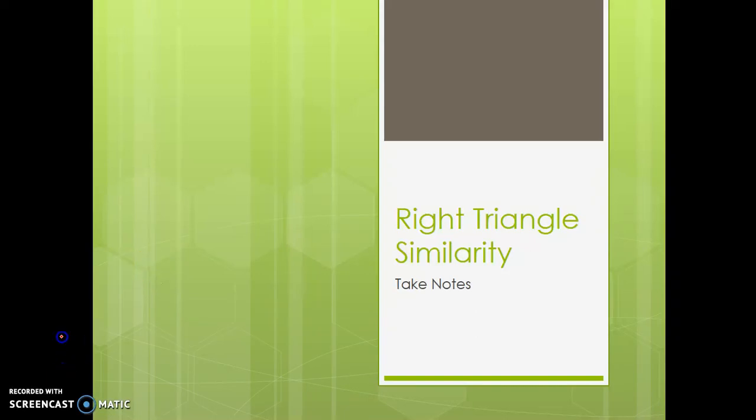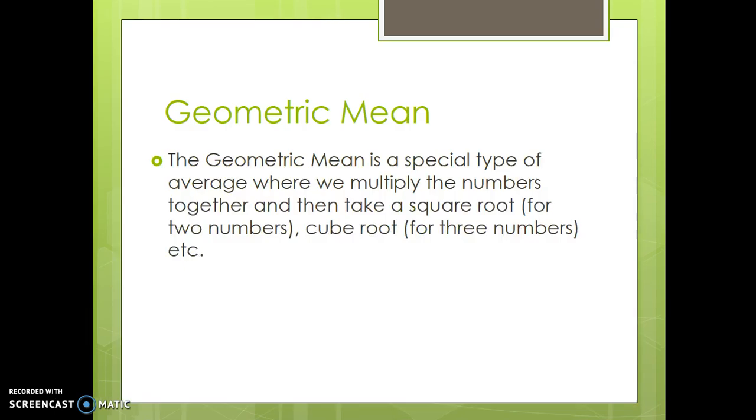Okay. 5.5 is all about right triangle similarity. Make sure as you are doing these and taking notes that you are actually doing the entire problem and taking good notes of them.